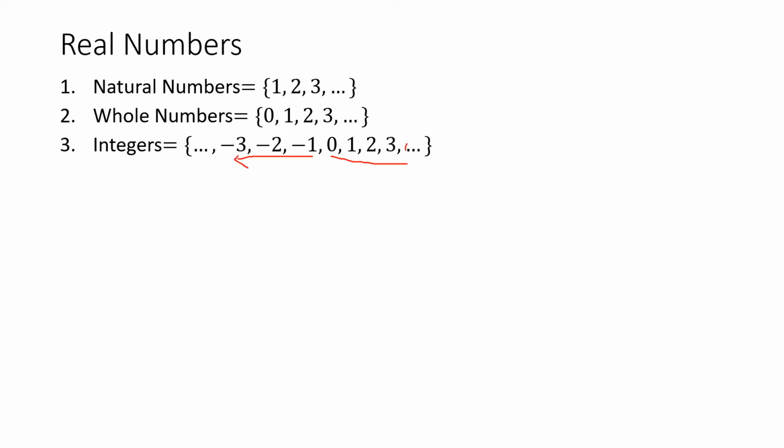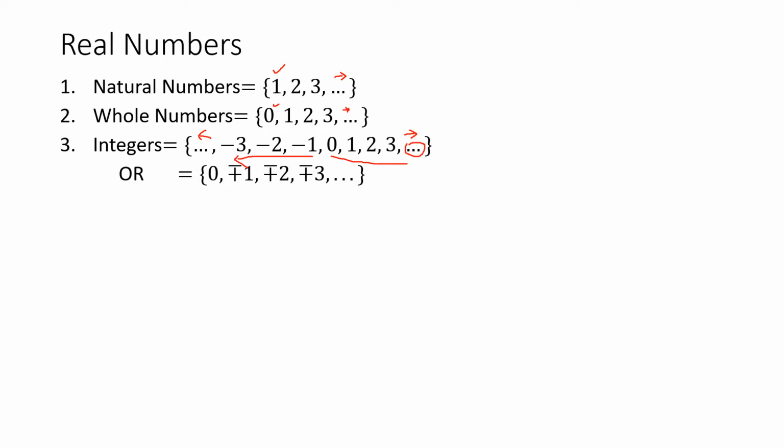I'm writing these 3 points for continuity. They are moving to the right, they are moving to the left, and they are moving only to the right. They stop at 1, and they stop at 0 on the left. Now further, the integers can be divided into sets.